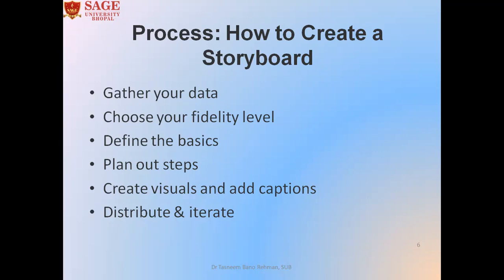Next is create visuals and add captions. Add captions as a bullet point underneath the visuals to describe additional context that is not understood at first glance. Your storyboard should be in an easy to modify format so that you can make changes in further iterations if necessary. And the last is distribute and iterate. Distribute your storyboard to your audience, whether it's your internal team or the stakeholders of the project, and ask for feedback. If necessary, iterate over some of these steps to improve the artifacts.